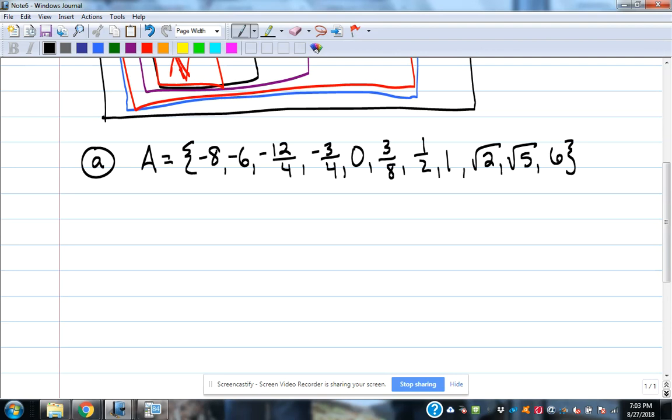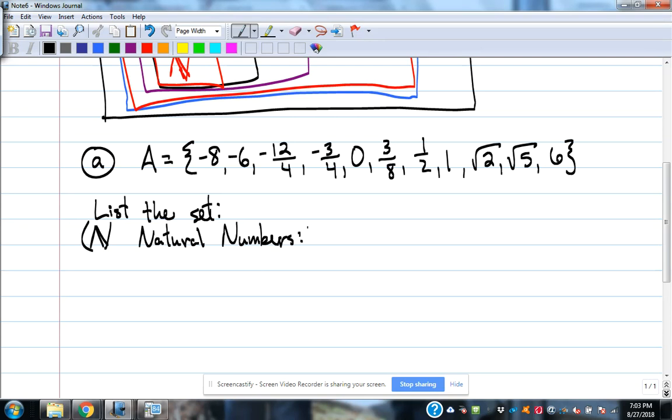Now, we're going to list the sets. So this is like our universal set. We're going to list the subsets that meet these criteria. The natural numbers. Okay? And remember, the abbreviation for that is the N with a double bar.